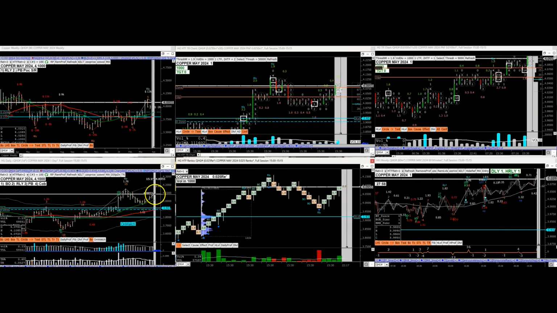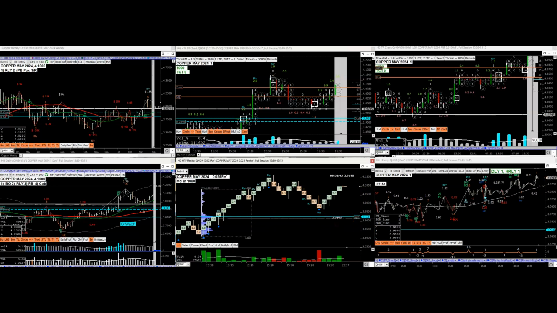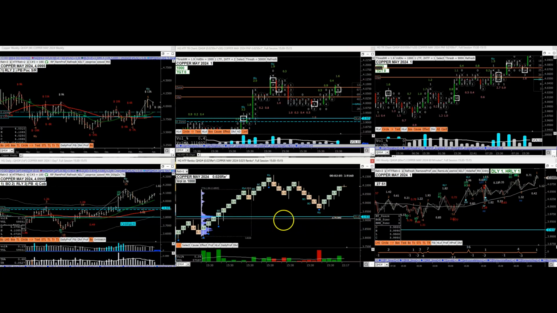So I'm looking for this market to pull back and spring this area, and hopefully go to 393 for the pullback opportunity. All right? That's all I got.